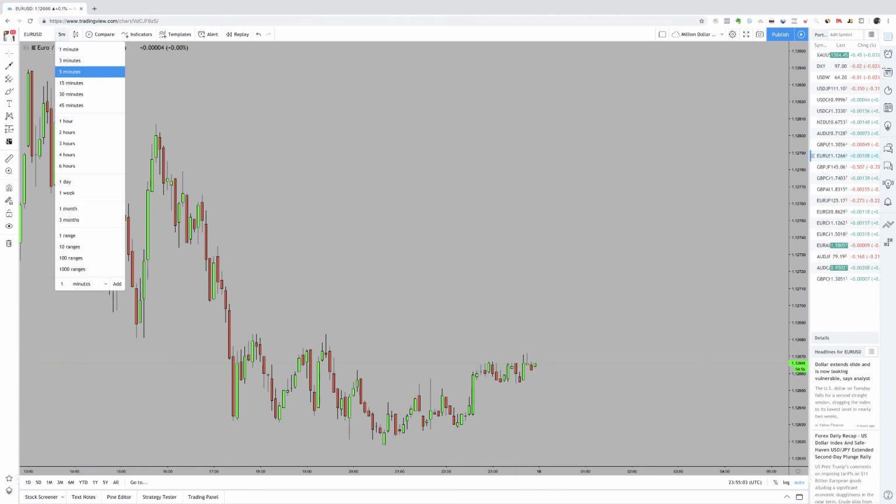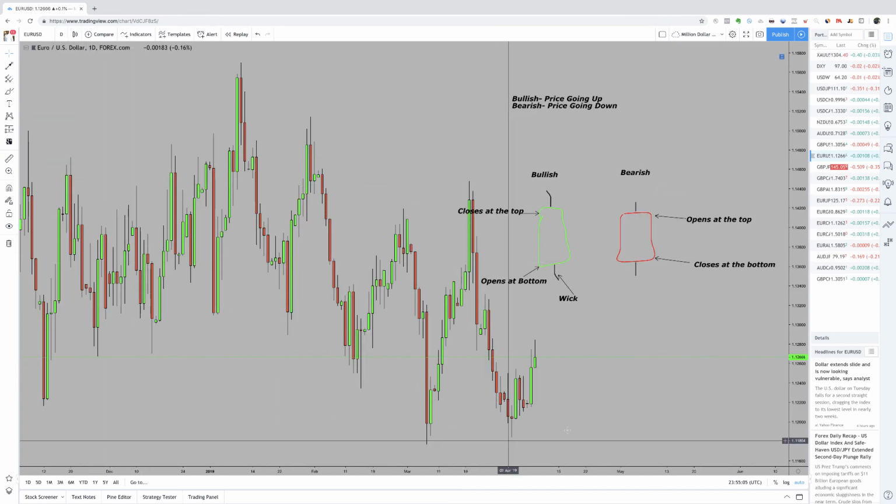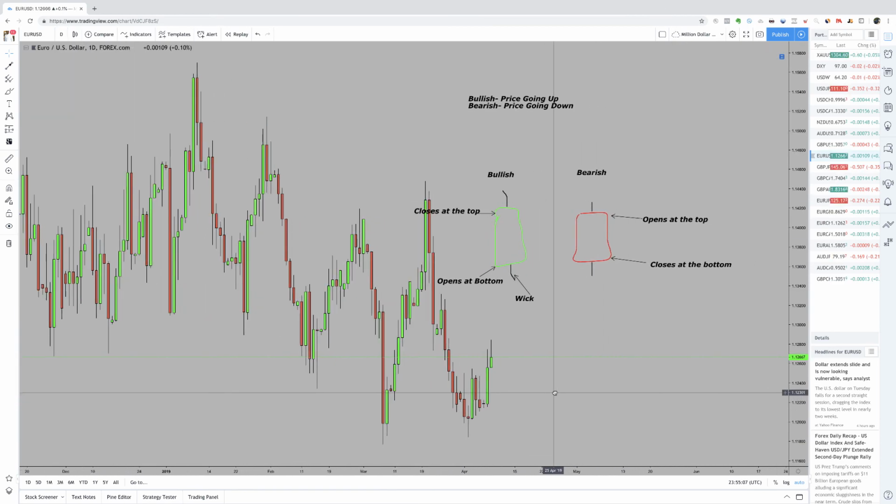So let's jump back to the daily time frame, you all. Hopefully you got a good grasp of candlesticks. Candlesticks just represent the price over a given time frame, depending on the chart that you are looking at. Remember, bullish candlesticks open at the bottom, close at the top. Bearish candlesticks open at the top, close at the bottom.